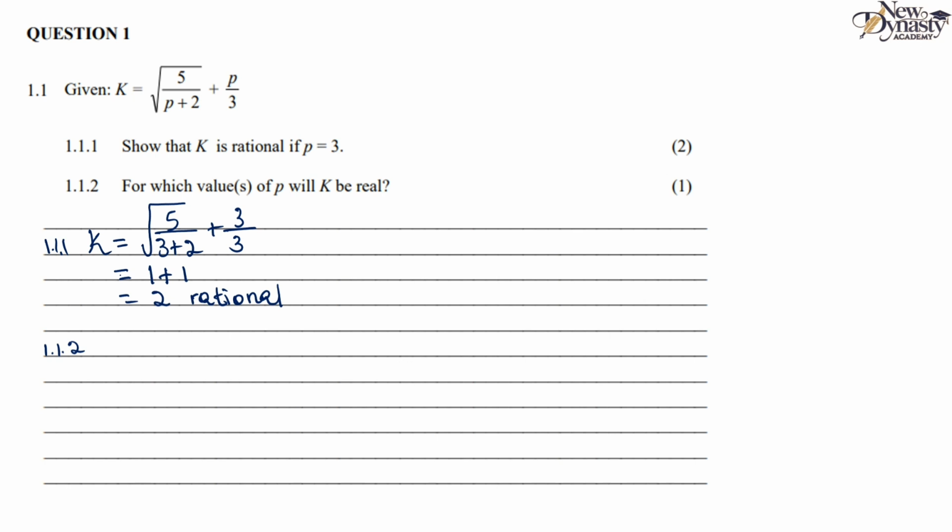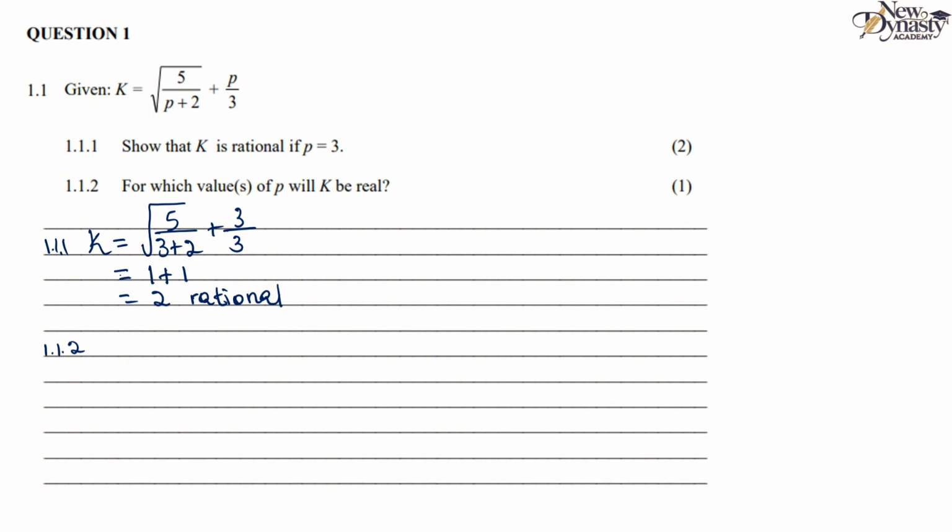Now, let's think of what is going to make k not real. K is not going to be real if the number under the square root sign is less than 0. So we should make sure that the number under the square root sign is greater than 0. We've got 5 in our numerator, but we've got p plus 2 in our denominator. 5 is already a number that is greater than 0. So if we make sure that our denominator is also greater than 0, then we will know for which values of p k will be real.